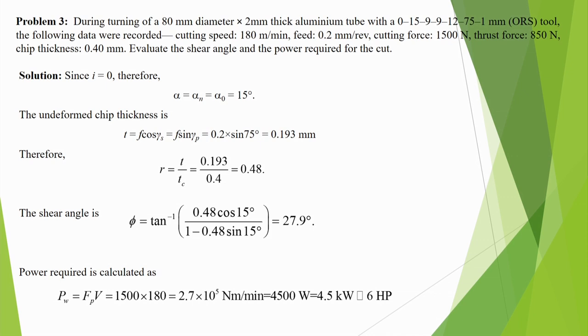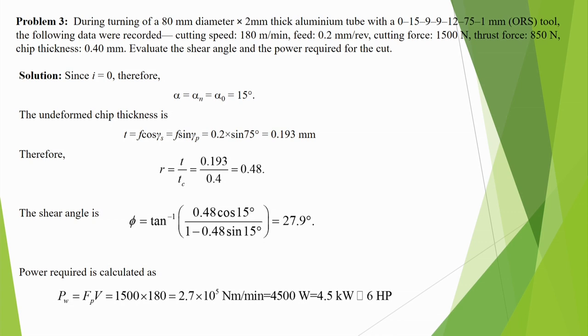Okay. Problem 3. During turning of an 80 mm diameter into 2 mm thick aluminium tube, that means it is an aluminium tube now, with the ORS system, these are the tool data. The following data was recorded: cutting speed was 180 meter per minute, feed was 0.2 millimeter per revolution, cutting force is 1500 newton, thrust force was 850 newton. Chip thickness is 0.40 millimeter. Evaluate the shear angle and the power required for the cut.